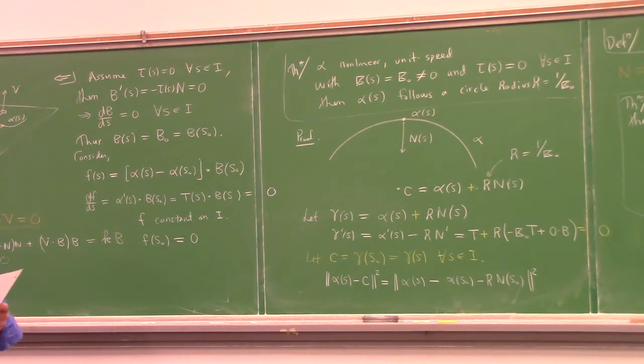So here I have said that alpha of S minus C is equal to Rn of S. There's no differentiation needed here. I just need to see through the algebra correctly.